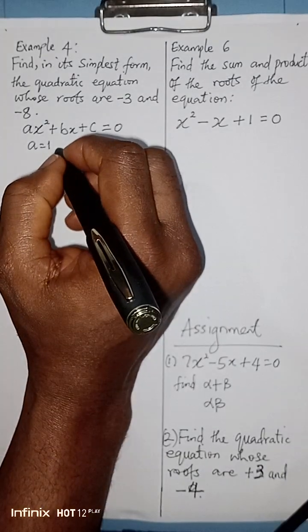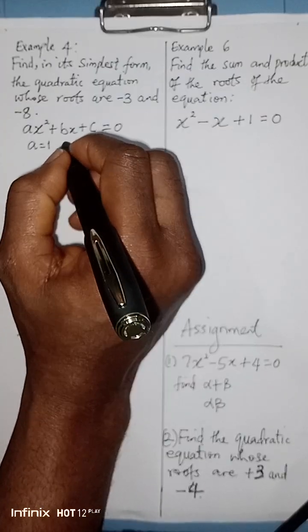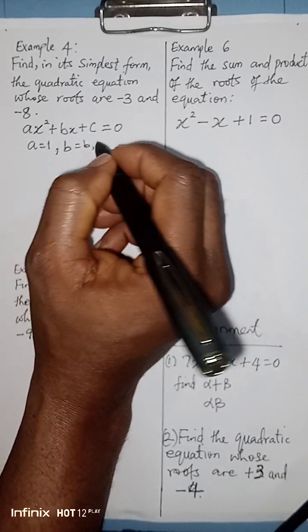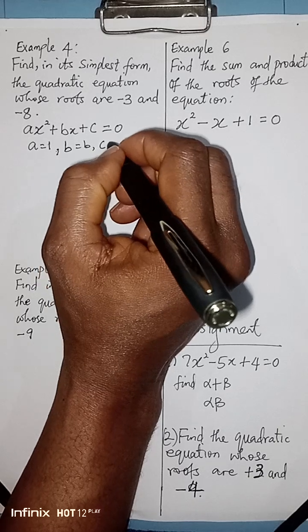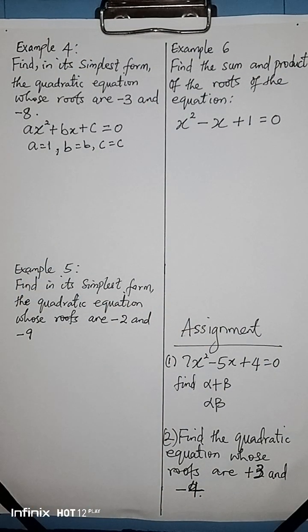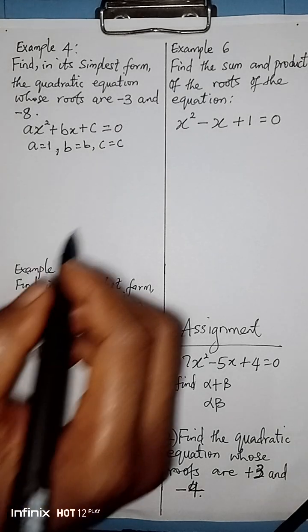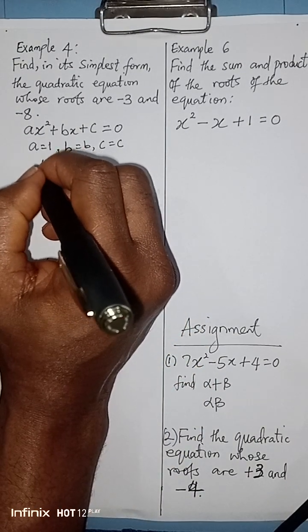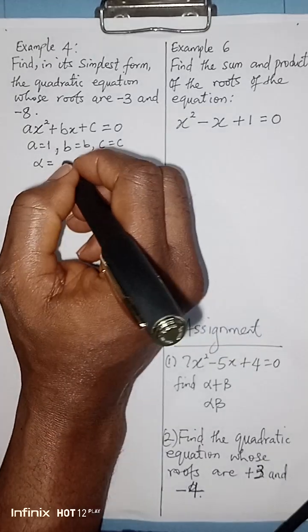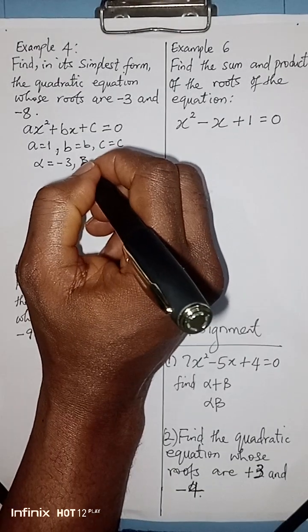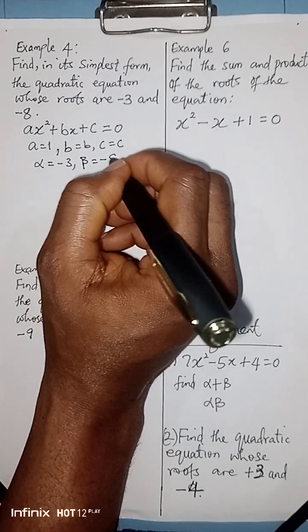But now we don't know the value of b. b is b and c is c. So we need to get their values so as to be able to get the quadratic equation. But now we're given the roots of the quadratic equation, which means we know alpha and beta. Alpha is the first root, which is minus 3, and beta is the second root, which is minus 8.